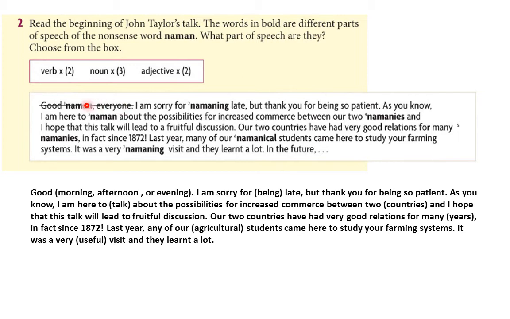Let's start with good, everyone. Almost certainly it is morning or afternoon or evening, depending on what time it is. So it may be good morning, good afternoon, or good evening.